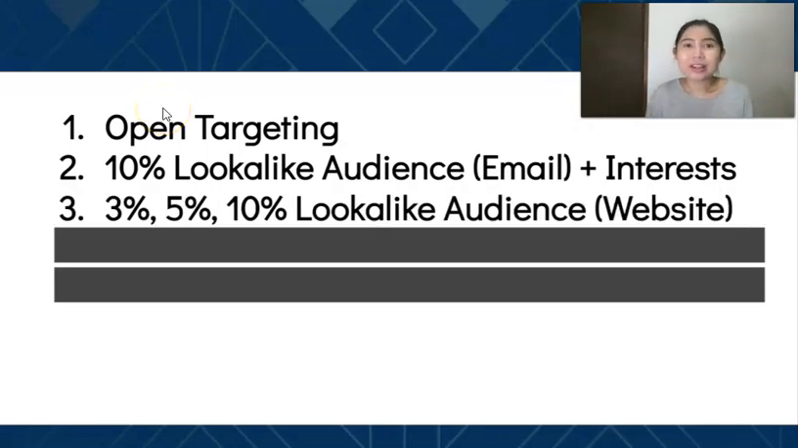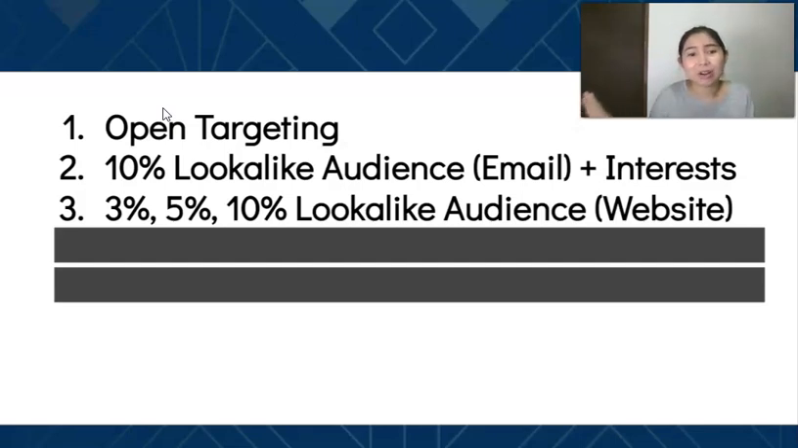The third is trying a 3% or 5% or 10% of your lookalike audience, wherein the source is your website audience. So people who have visited your website. You can be very specific with this, like people who have visited your landing page. So that means people who are interested in your offer, or anyone who's visited your website in the past 180 days, or you can narrow it down to 60 days if you've had a lot of traffic in your website, but normally we just use 180 days.